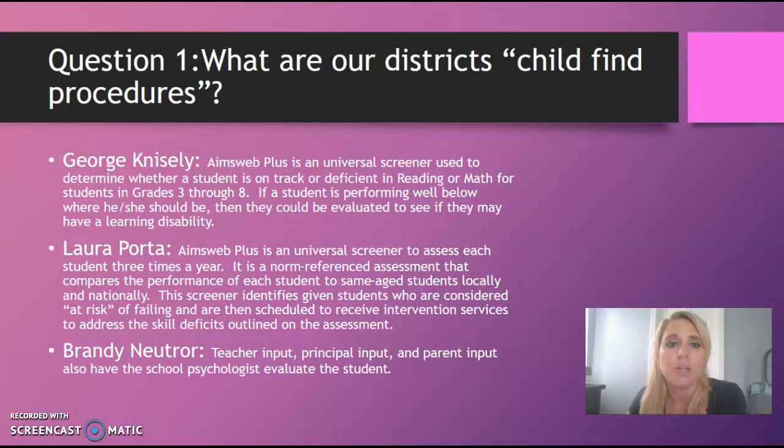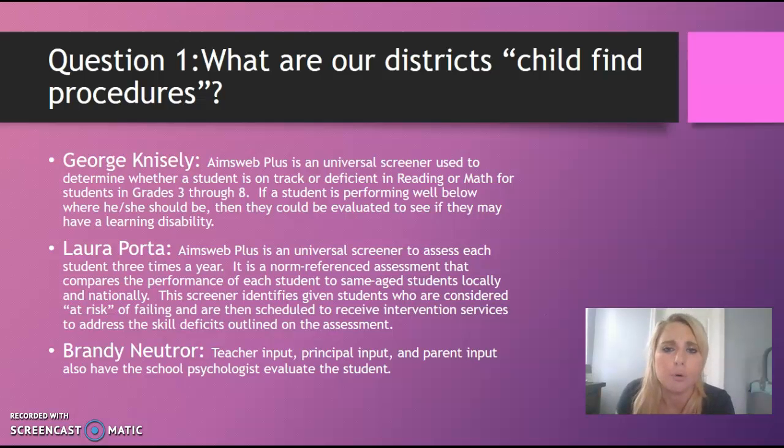The first question that was asked was, what are our district's child find procedures? Overall, the principal and the teacher both mentioned the Ames web-based testing that we do. George mostly focused on the grade levels that we use the Ames web-based testing for, and that helps to evaluate the students that need to be targeted.